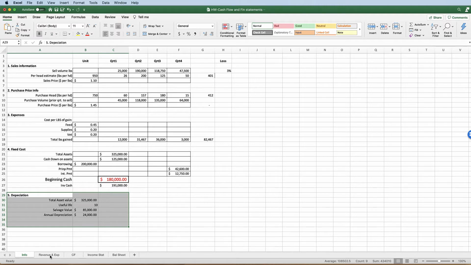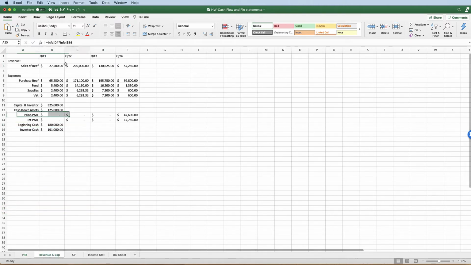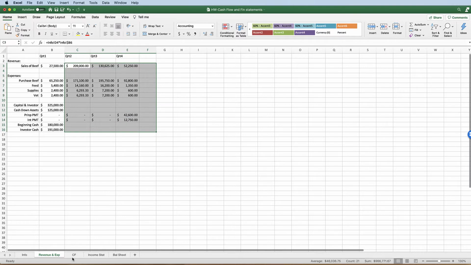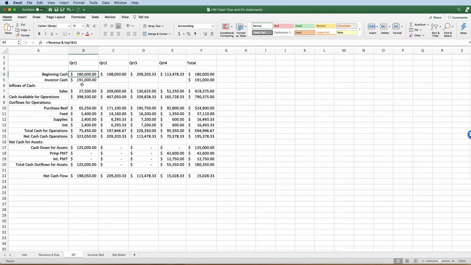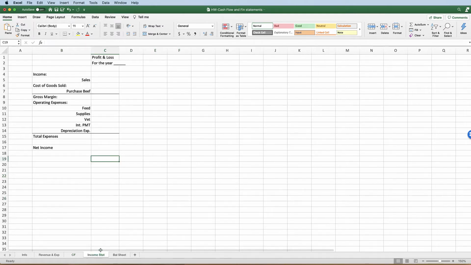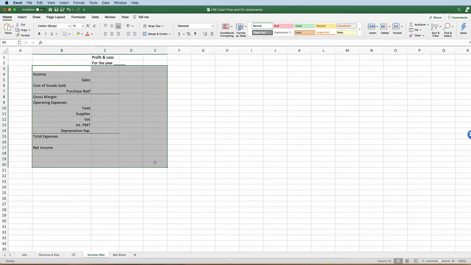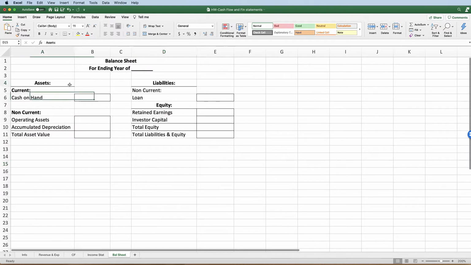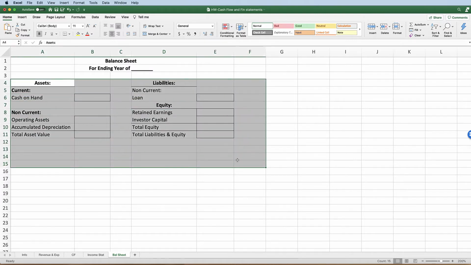Our info page. Revenue and expense is the same. I've already got it worked out for you. Cash flow is already worked out for you as well, and it shows that we end up with these amounts of cash here at the end. Now what you have to do in this homework is do the income statement, which I've framed out for you, with the items that need to be there. You also have to do a balance sheet. In the video this week, I show you how these things connect, but let me show you how to get it done right here just a little bit.